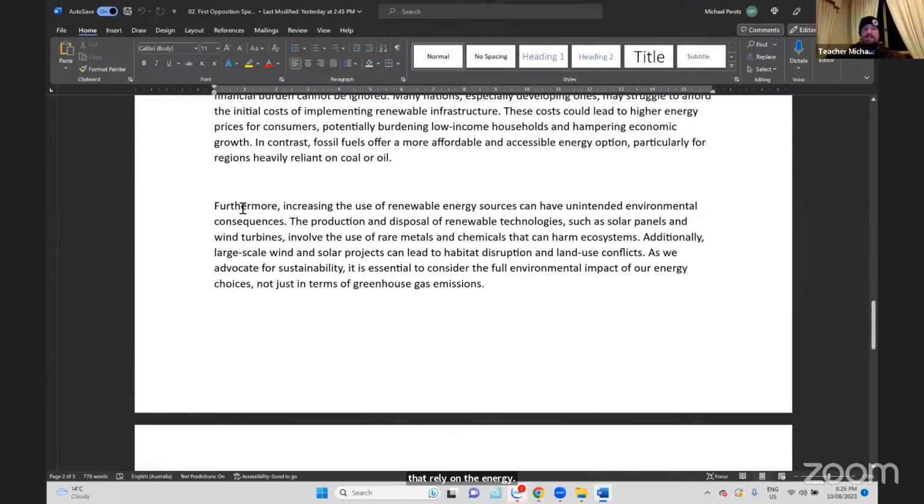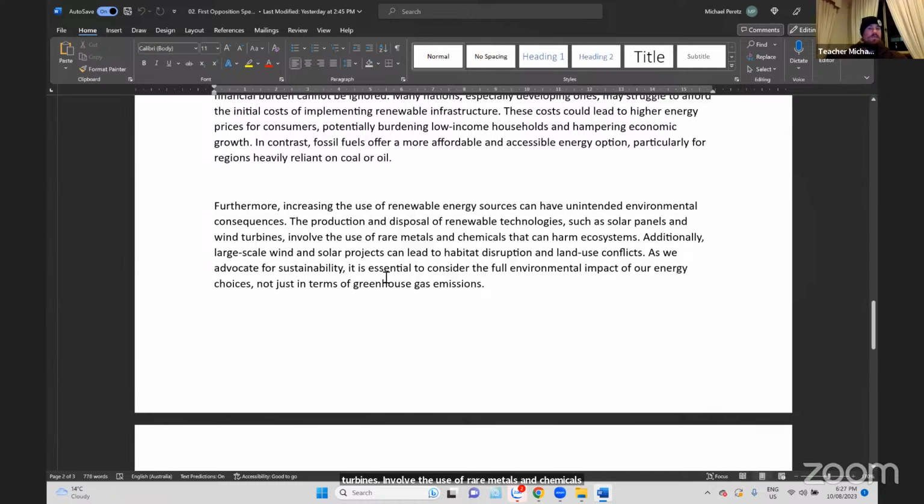Furthermore, so again, signposting, making it very obvious, we've moved on to a new issue. Increasing the use of renewable energy sources can have unintended environmental consequences. So now we're talking about bad things that can happen that we didn't mean to happen. We didn't want that to happen. It's just a consequence of moving to green energy. So the production and disposal of renewable technologies. So now again, we're going to talk about the effect of what happens when these systems start to break down and we need to fix them or we need to upgrade them. So such as solar panels and wind turbines involve the use of rare metals and chemicals that can harm ecosystems.